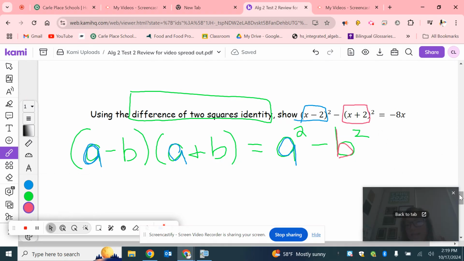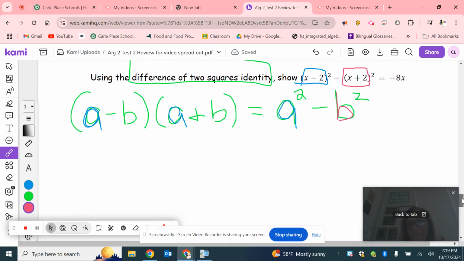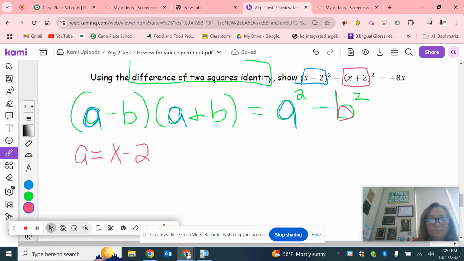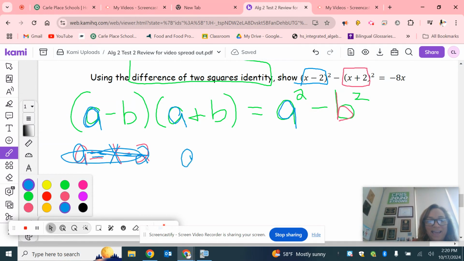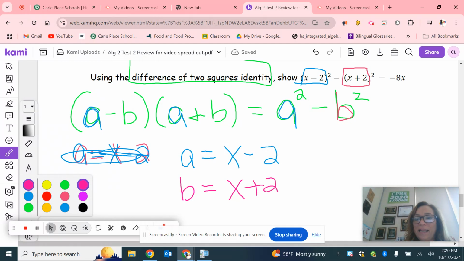So what they're saying is, does that equal a negative 8x? So I'm actually going to write it by saying A is the same as x subtraction 2. Maybe I should have written that in blue to help you. A is the same as x subtraction 2. B is the same as x add 2. And I'm just getting that by recognizing that this is the A and this is the B.